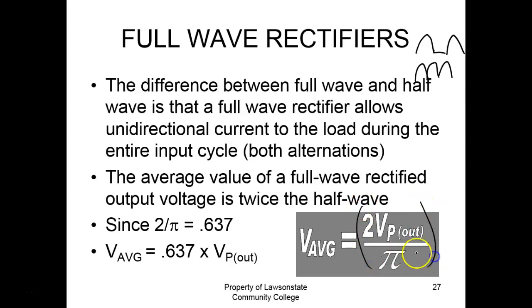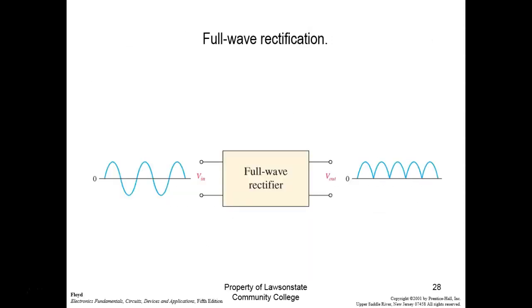So this will be our formula now. VDC is 2V peak over pi, right? 2V peak over pi. Everybody okay? Or if you want to remember the fraction, you can use 0.637. So this is a full wave rectifier.